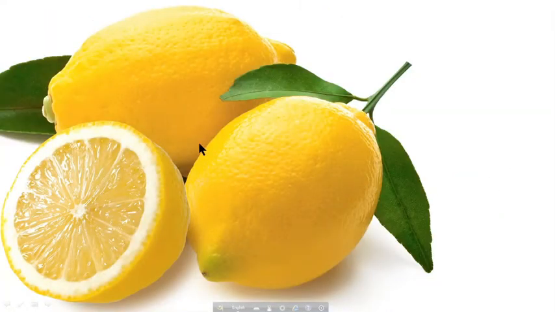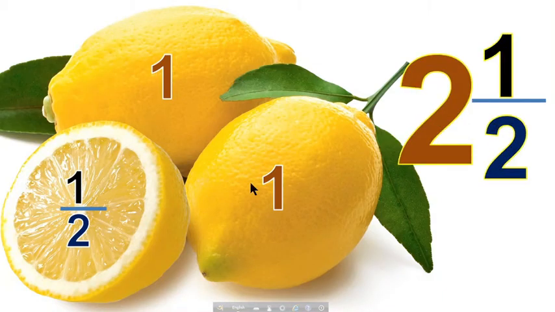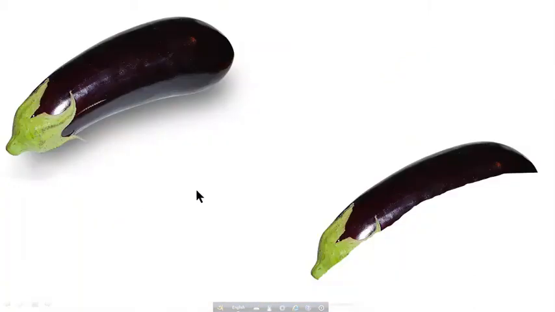Here we can see 2 integer, 2 full parts and a half part. So we can write 2 integer 1 by 2.